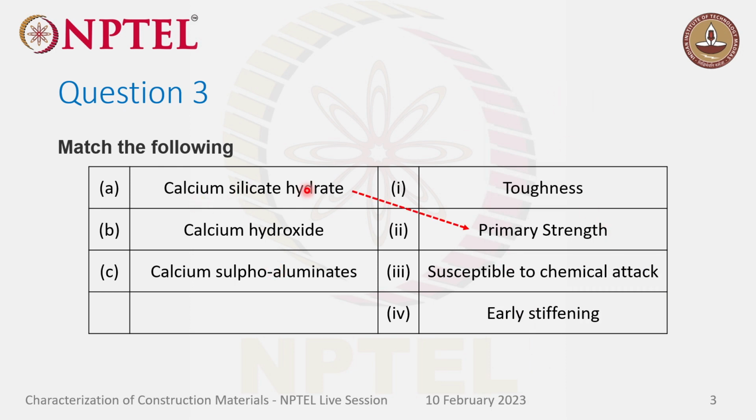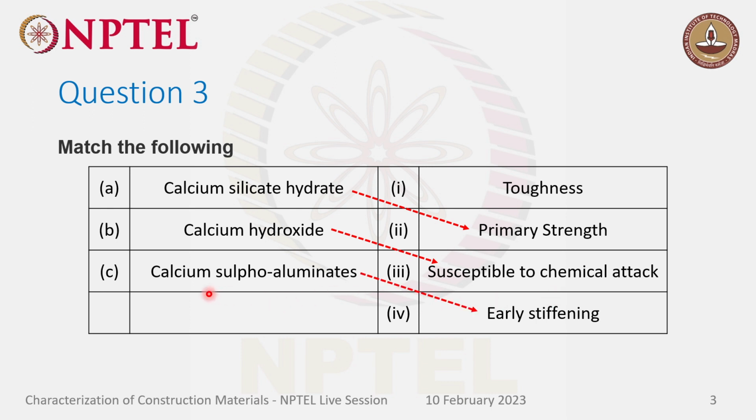Here, the first one, calcium silicate hydrate, is the major binding phase compared to other phases, so it gives the primary strength. Coming to calcium hydroxide, we all know that it is easily susceptible to chemical attack, which is why we normally encourage adding pozzolanic additives so that the excess calcium hydroxide reacts with the pozzolanic material and forms additional CSH. That way we can prevent the concrete from chemical attack.